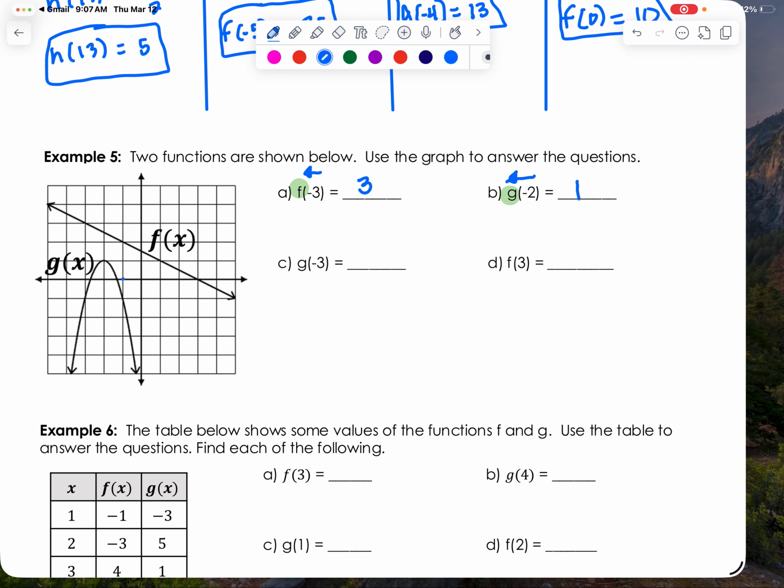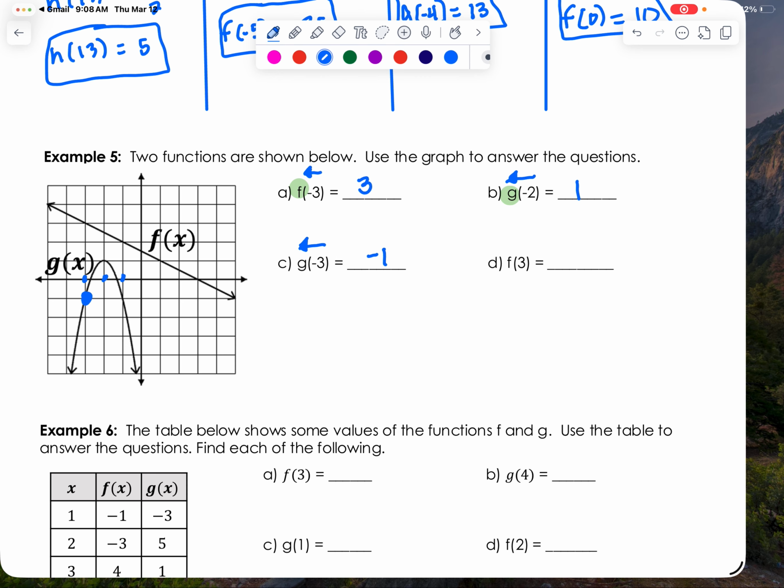Problem C, they want us to evaluate g of negative 3. So again, I'm moving to the left 3 units. If I move to the left 3 units, how many units would I have to go up or down to reach function g? So 1, 2, 3. To get to function g, I would have to move down 1 unit. So that would be negative 1.